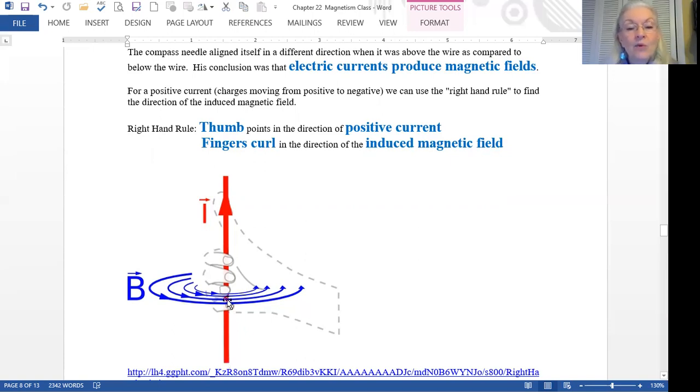And so you can see if we have a piece of wire going from the bottom of the page to the top of the page, and the positive current is pointing to the top of the page, then the fingers on your right hand would curl so that they come out of the page on the left, parallel in front, and go back into the page on the right hand side. So they circle around the wire. We'll do this in class. Everybody will use their right hand. We'll practice it.